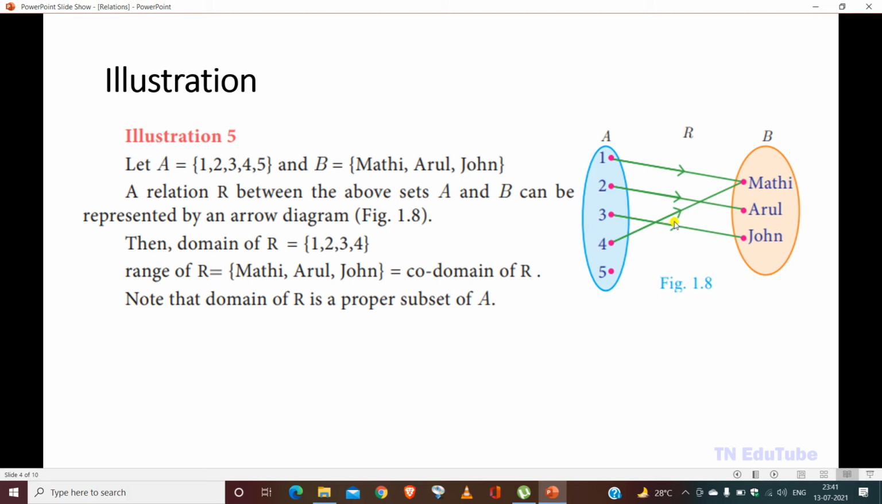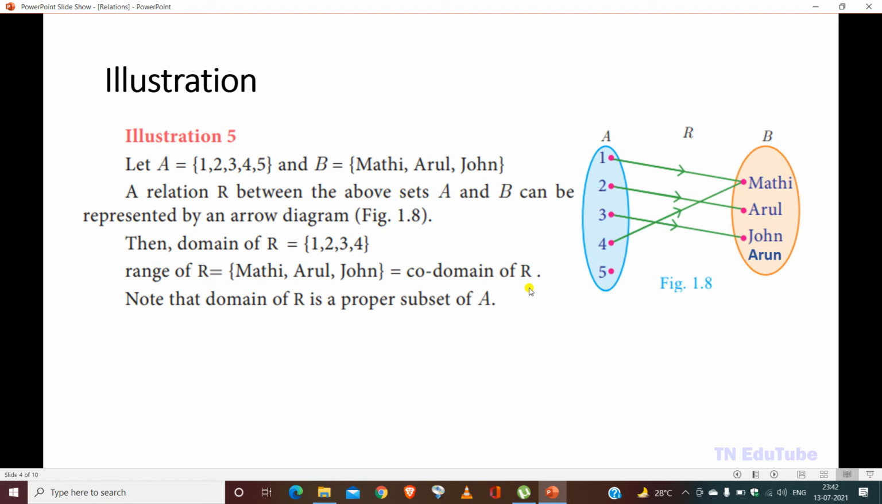Range of R means the images. 1 and 4 are related with Madhi, 2 is related with Arul, and 3 is related with John. So these three elements, that is the whole set B here, are called the codomain and the range. They are equal, so range equals codomain here. Here the domain of R is a proper subset of A.